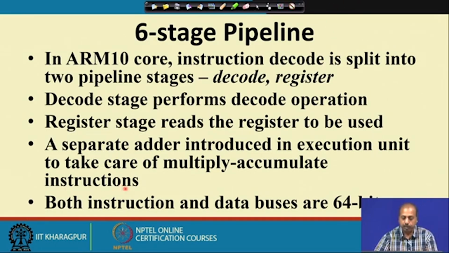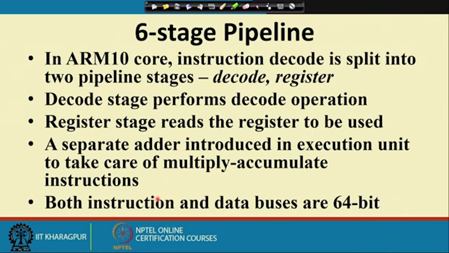Then the instruction and data buses are now 64 bit. So, ARM 10 has got 64 bit address, instruction and data buses. Instead of a 32 bit data bus, you have got a 64 bit data bus, but the internal operation remains 32 bit only. The advantage we get is in accessing the external memory. In one access you can get 2 instructions now, because each instruction is 32 bit, and the data bus is also 64 bit, so in one access you can get 2 data items.